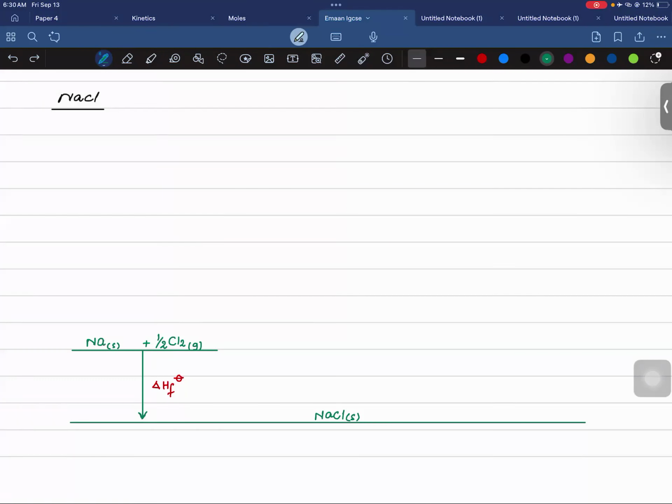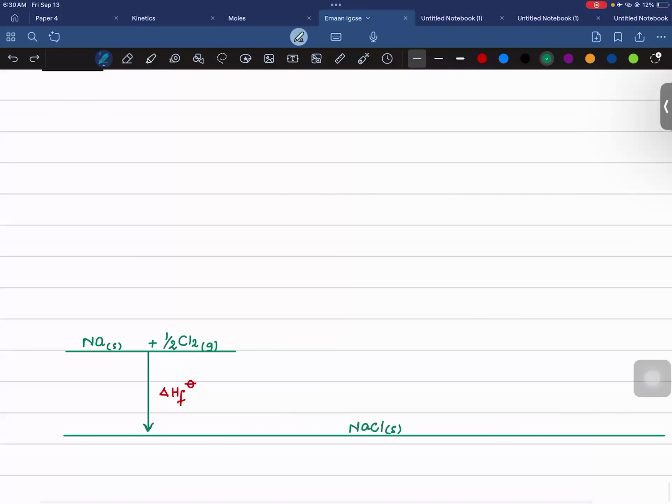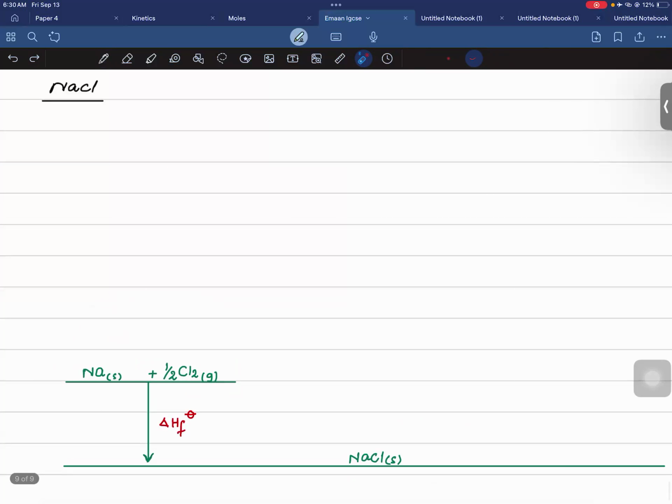What was the definition of enthalpy change of formation? When 1 mole of a compound is formed from its elements in their standard states. The standard state for sodium is solid, and the standard state for chlorine is a diatomic gas. This is called enthalpy change of formation.